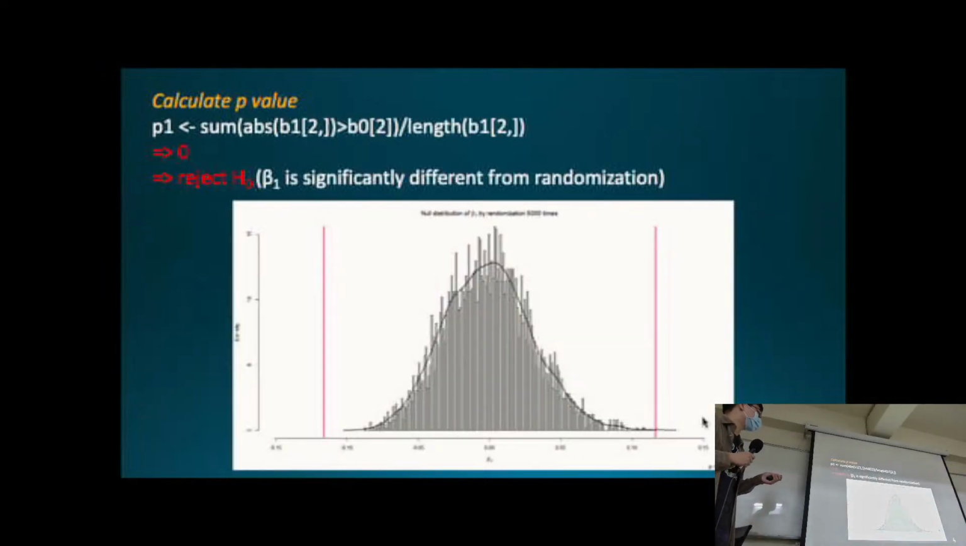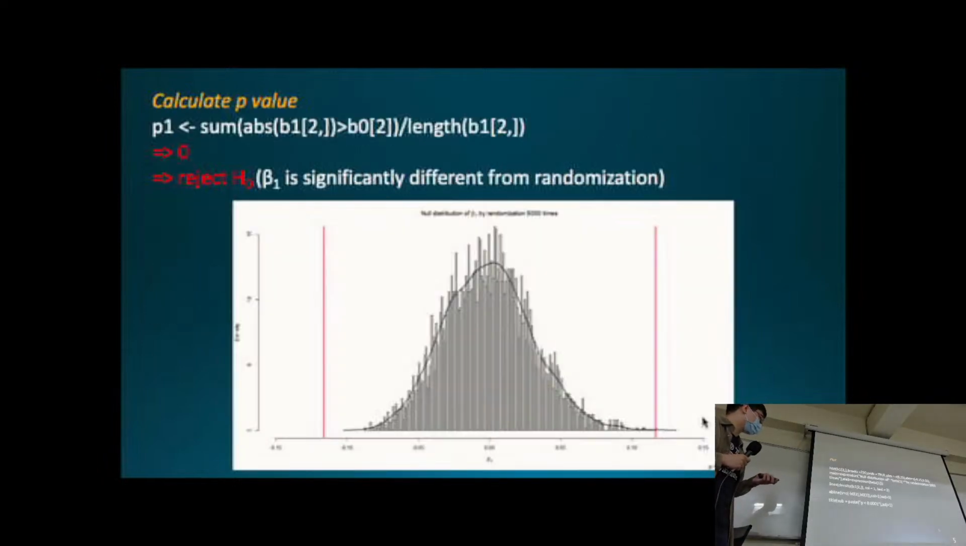And to calculate the p-value, here I have the permutation result. I use the absolute value, since we use the two-tail test, and count the results bigger than the original data. We can see the p-value, and our result is almost 0. So it's very significant. Beta 1 is significantly different from the generalization. So we reject the null hypothesis.